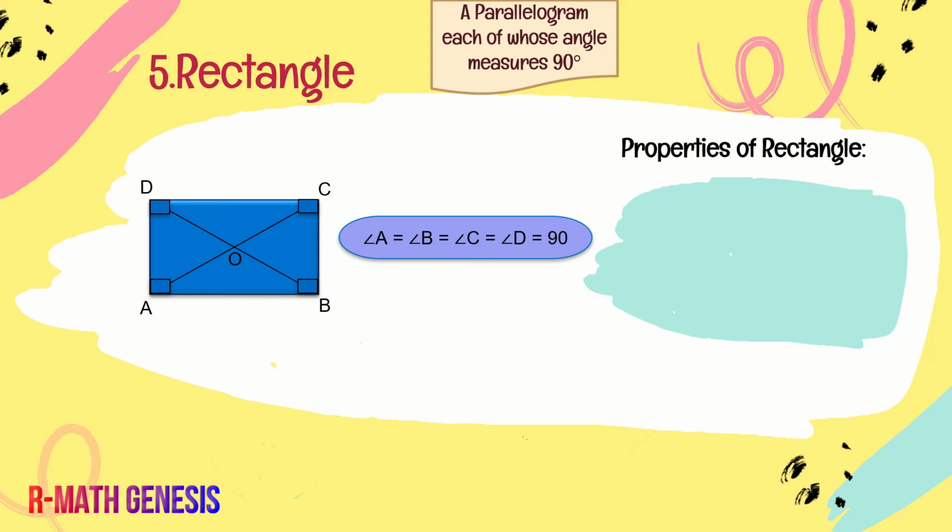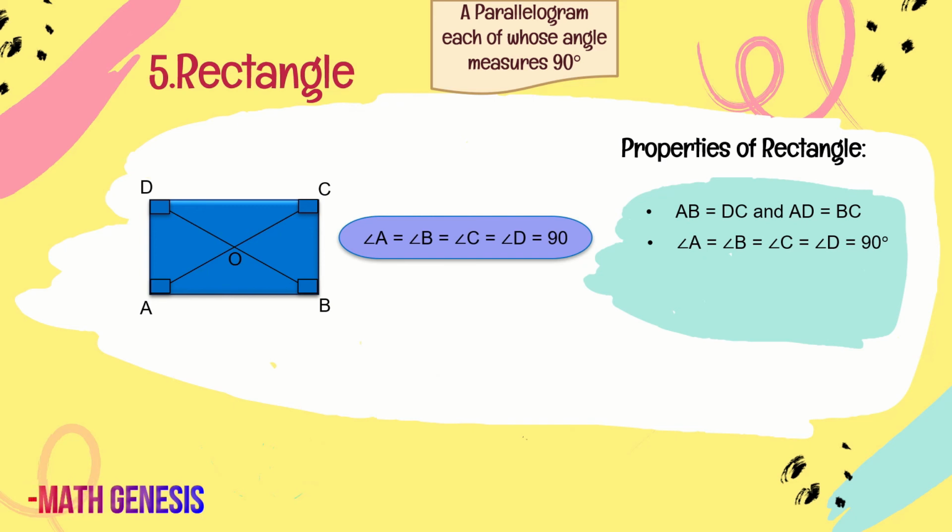Next come the properties of a rectangle. We all know the first property: opposite sides are equal, which means AB is equal to DC and AD equals BC. Next, all angles will be 90 degrees. Third, diagonals are equal: the diagonal AC is equal to BD. And the fourth one is diagonals bisect each other, which means AO is equal to OC and BO equals OD. So these are the properties of a rectangle.